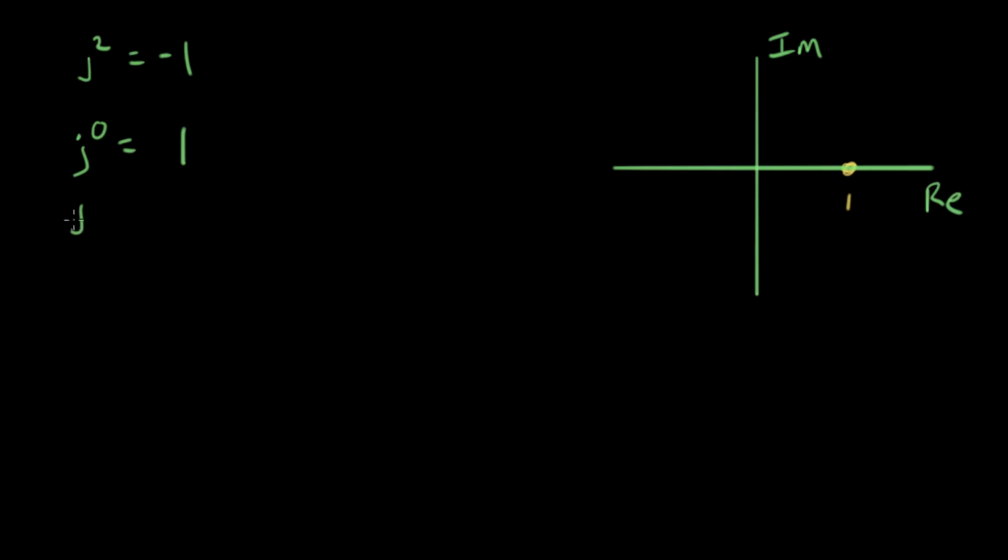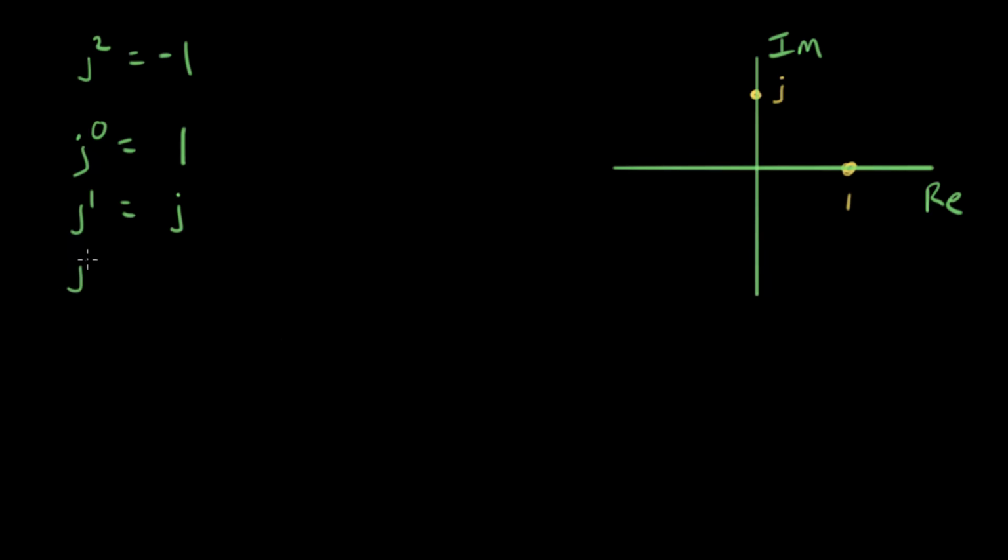So we're just right on the real axis. Okay, let's do j to the 1. That's j times itself one time, and so that is equal to j. If I plot that number, that's up here on the imaginary axis. There's j. This has no real part. It's all imaginary. Okay, let's keep going.